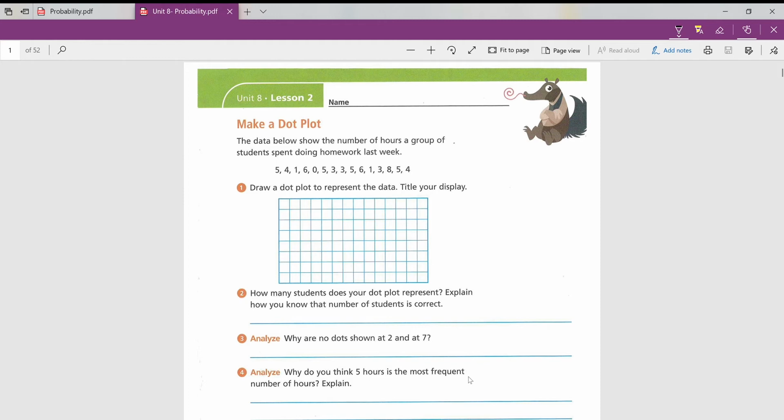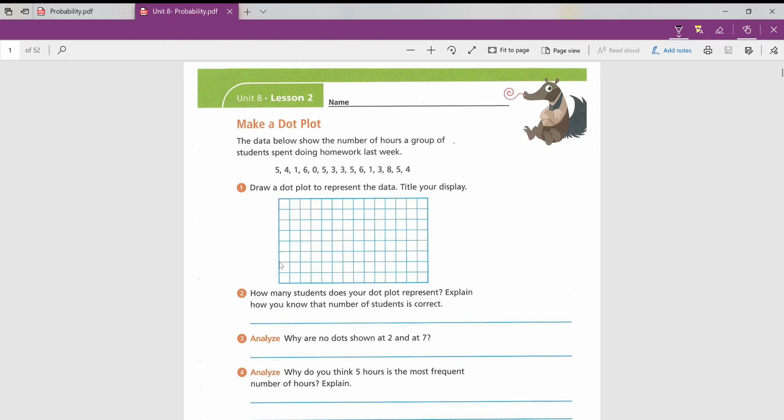So you're going to be drawing a dot plot to represent the data, and you're going to title your display. The title of your graph should probably be something such as hours students spent doing homework, or hours of homework last week, something to that effect. What you're going to do next is go ahead and draw that line. So I'm going to get my handy dandy tool here and draw that line so you guys can have an idea of what to do.